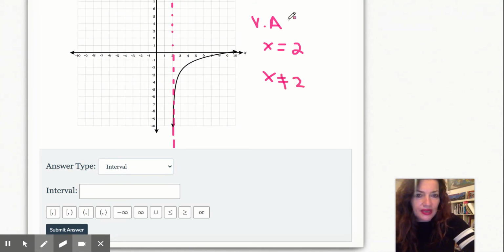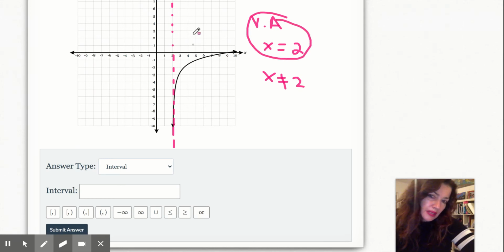So again, because I have a vertical asymptote at x equals 2, it means that the graph will never touch 2.